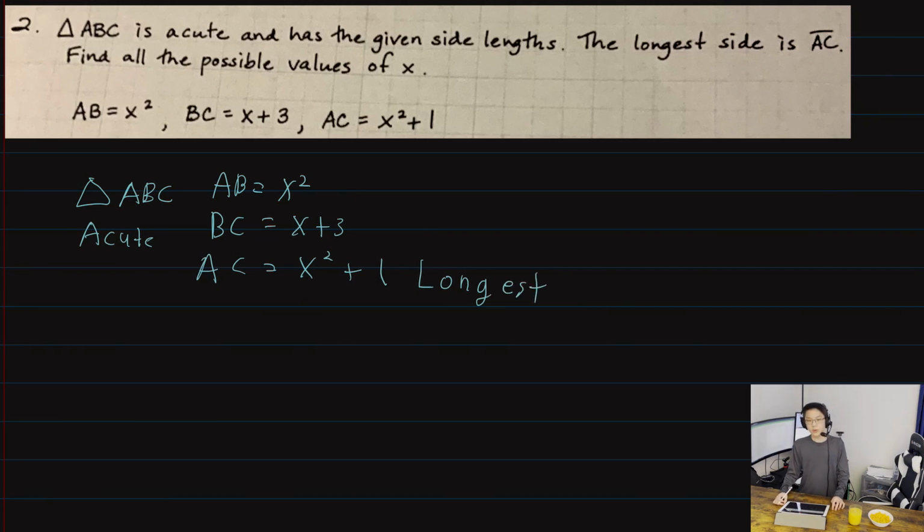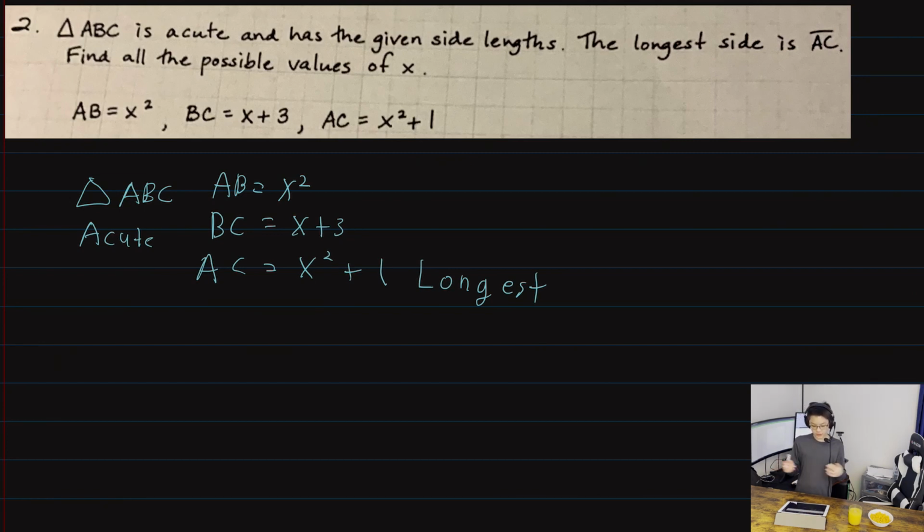So, what makes this problem particularly tricky is that we have four constraints that we need to satisfy. The first is that all of our side lengths must be positive. The second one is that AC must be the longest side. The third one is that this triangle must follow the triangle inequality. And finally, this triangle must be acute.